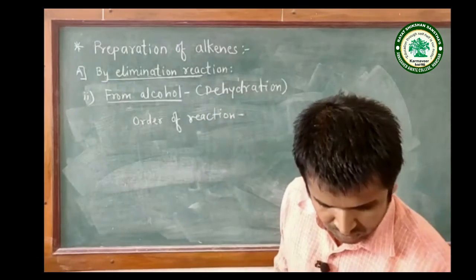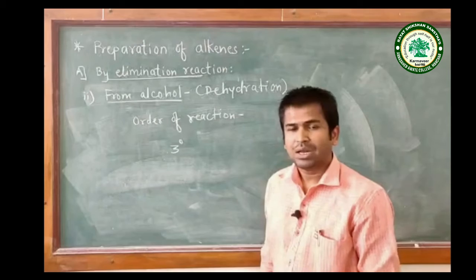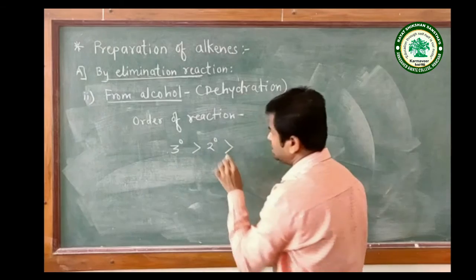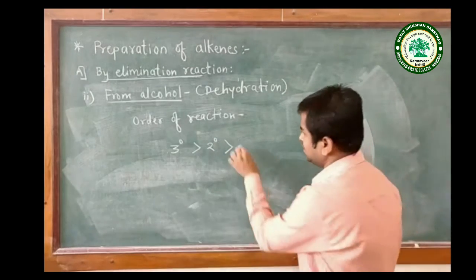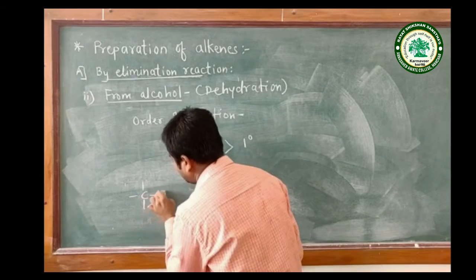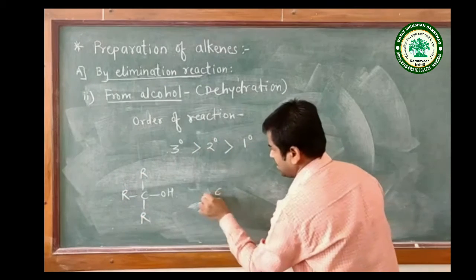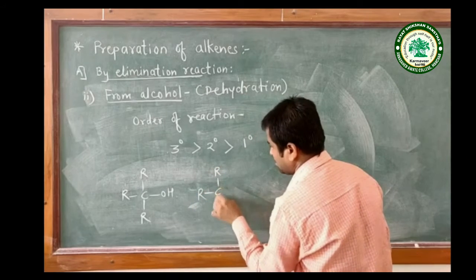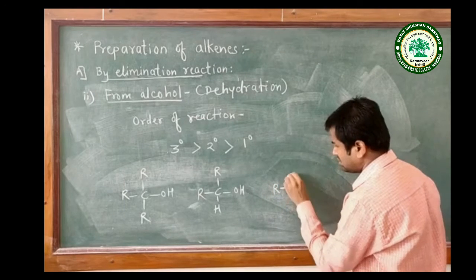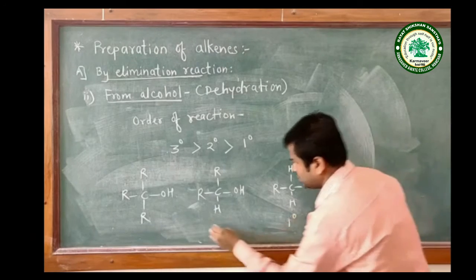So, tertiary alcohol undergoes rapid dehydration reaction, rapid elimination reaction, as compared to secondary alcohols. Secondary alcohols undergo rapid elimination reaction as compared to primary alcohols. So, with an example we can understand this one. This is a tertiary alcohol. This is a secondary alcohol, and this one is a primary alcohol.